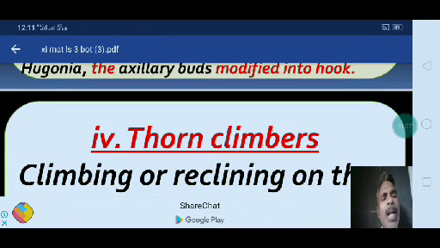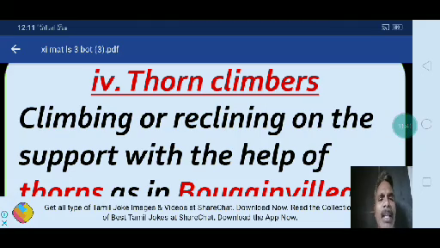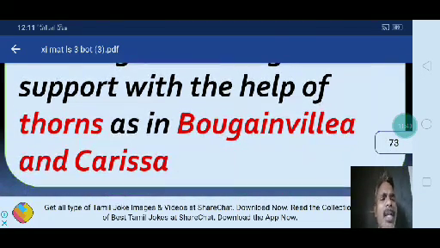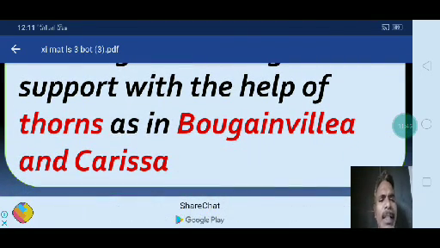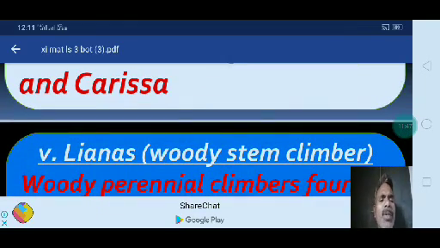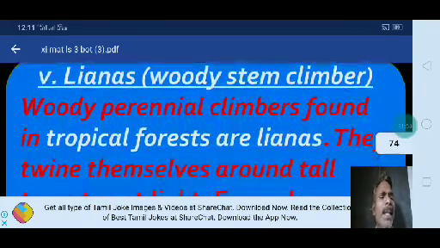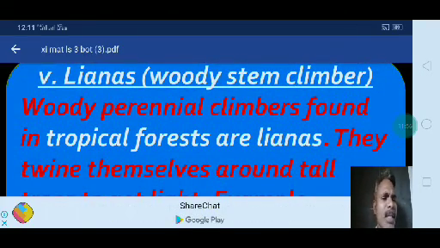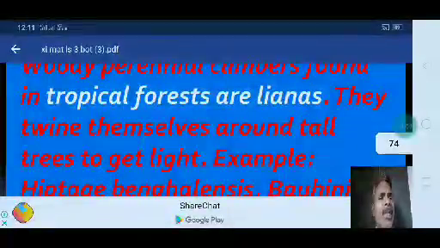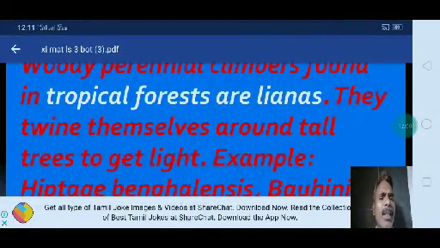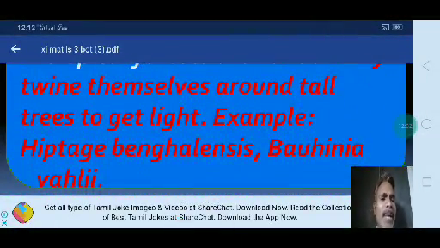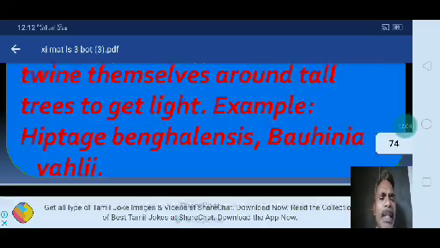Then the fourth one is thorn climbers. Climbing or reclining on the support with the help of thorns, as in Bougainvillea and Carissa. The next one is lianas, woody stem climbers. The stems are woody in nature. Woody perennial climbers are found in tropical forests, called lianas. They twine themselves around tall trees to get light. Example, Hiptage benghalensis, Bauhinia vahlii.